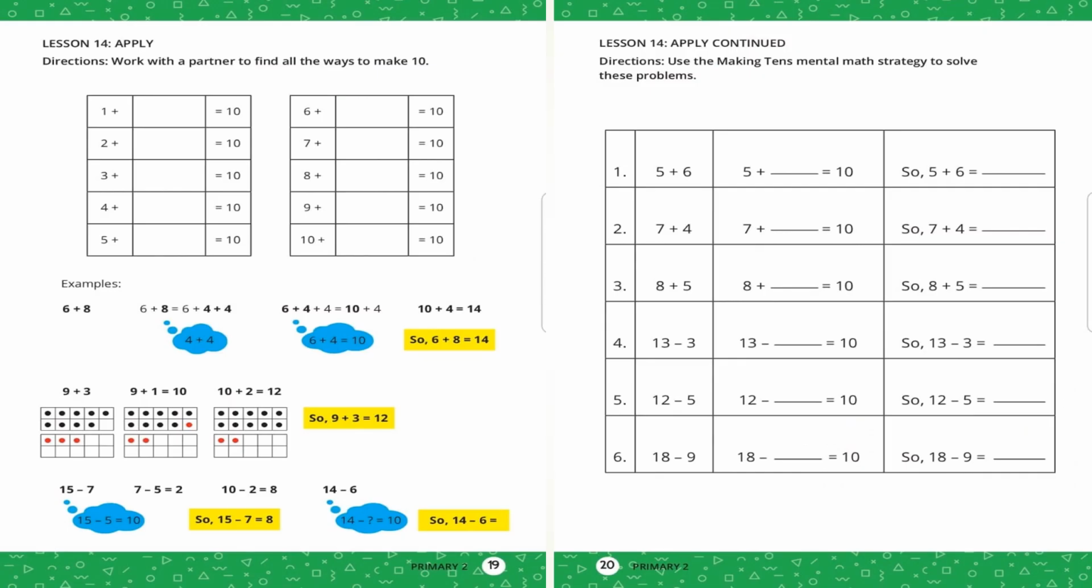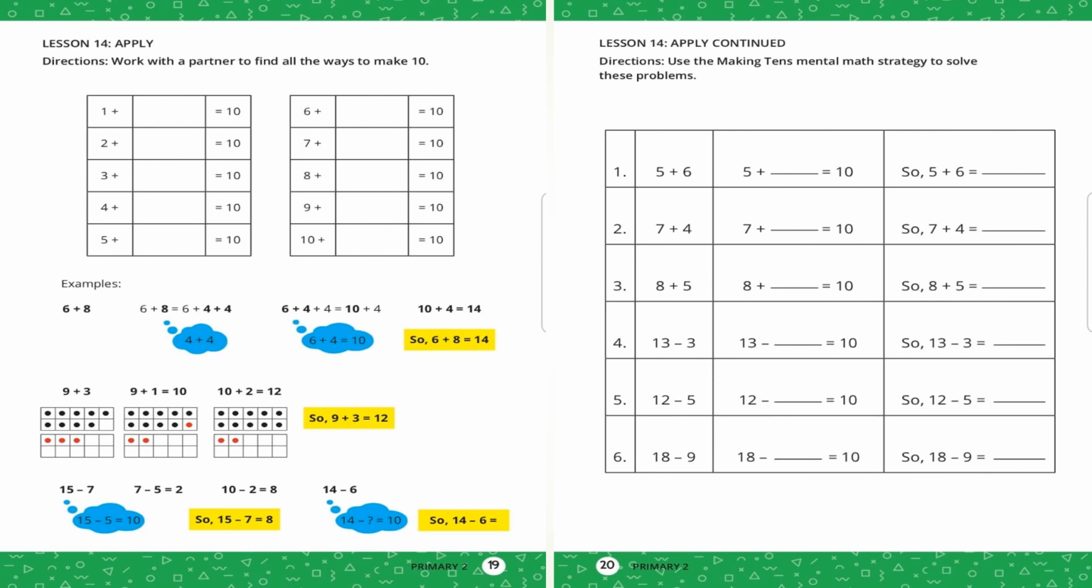Lesson 14. Work with a partner to find all ways to make 10. We said before that we have to memorize all numbers that make 10, as it will help me to solve addition and subtraction problems. Look here, the first one.